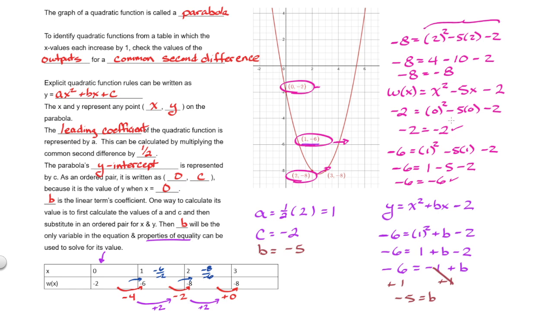Otherwise, just continue to practice looking for quadratic patterns by looking at the common second difference, calculating a, the leading coefficient, by taking half of that common difference, getting c's value from the table. It's always the output when the input is 0. It's the y-intercept. And then calculating b by substituting in an ordered pair into the equation you have so far, where b is the only variable left. And again, I strongly suggest using 1 comma something as the point you check. That way you get a coefficient of 1 for b.